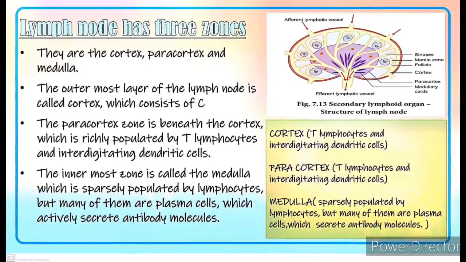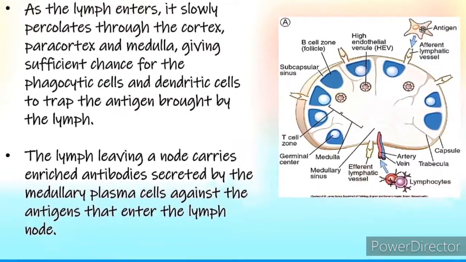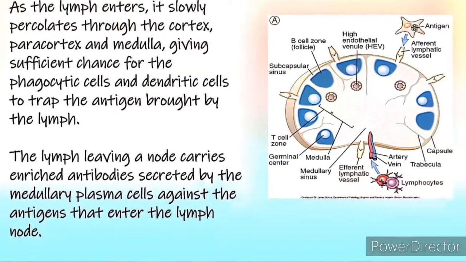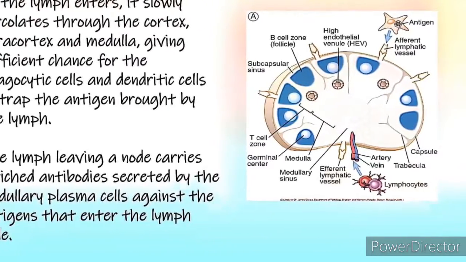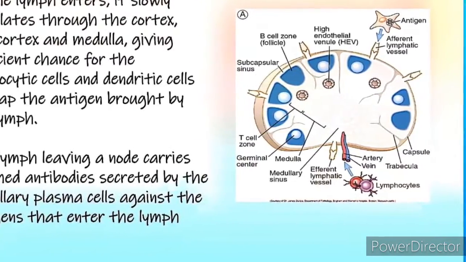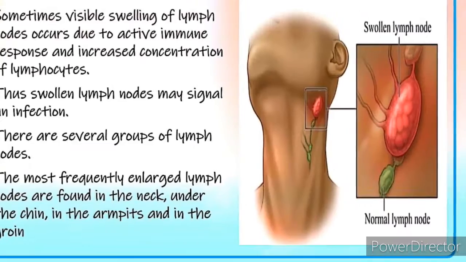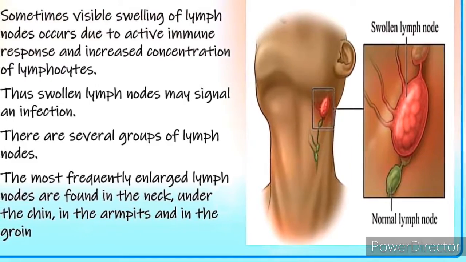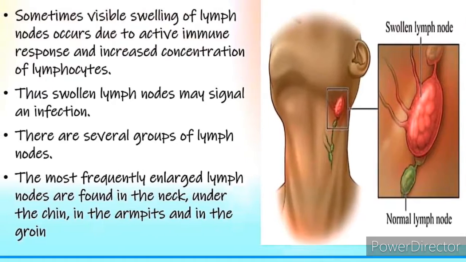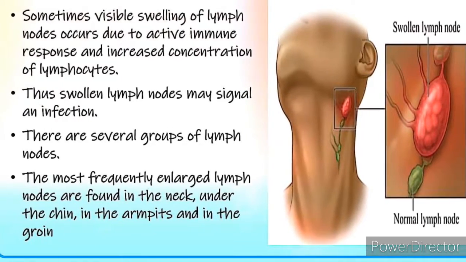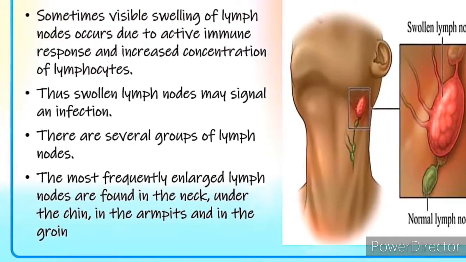A lymph node has three zones. They are cortex, paracortex and medulla. The outermost layer of the lymph node is the cortex, which consists of B lymphocytes, macrophages and follicular dendritic cells. The paracortex zone is beneath the cortex, which is richly populated by T lymphocytes and interdigitating dendritic cells. The innermost zone is called the medulla, which is sparsely populated by lymphocytes, but many of them are plasma cells.